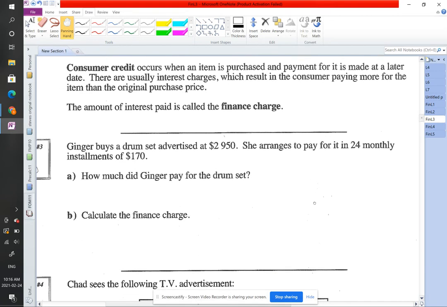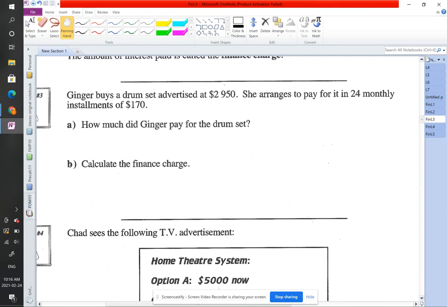So here's an example. Ginger buys a drum set advertised at $2,950. She arranges to pay for it in 24 monthly installments of $170. So this happens a lot, and you will see stores, especially like electronic stores, they'll say like, okay, buy this home theater system for $4,000 or make monthly payments of $180, so that as the consumer, you can say, well, I don't need to save up $4,000 to get it now. I just need to make these monthly payments. But the problem is you're actually paying interest.